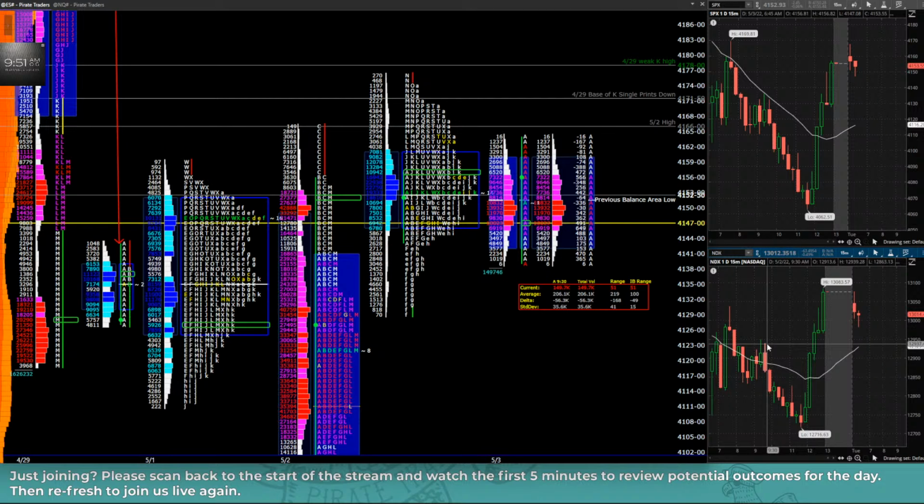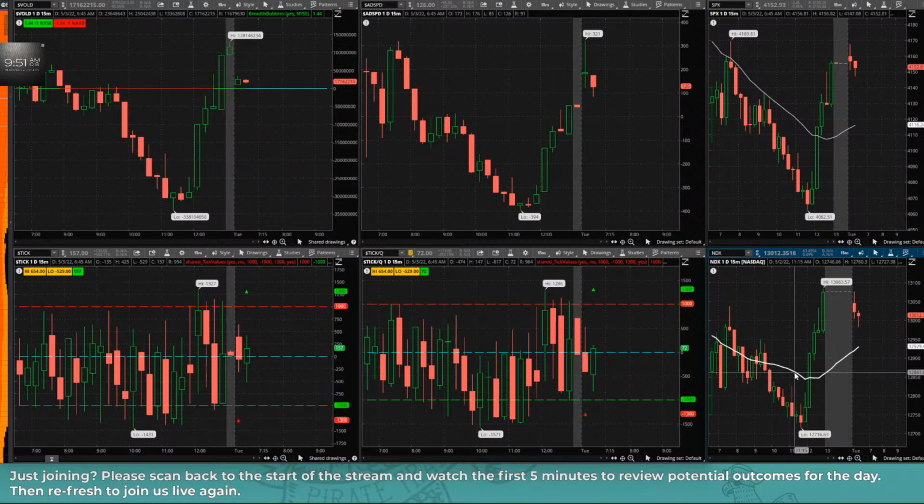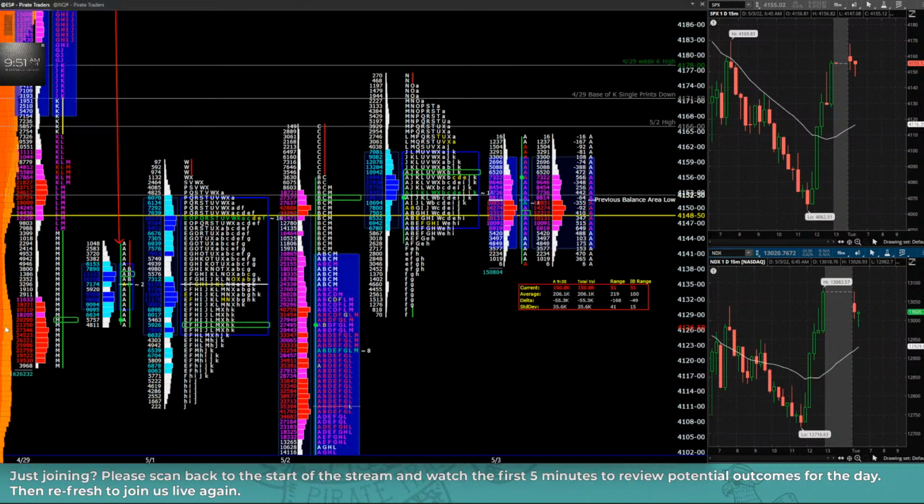All right, sellers seem to be still in control, trying to take the market lower. Never mind. It's a two-sided auction.